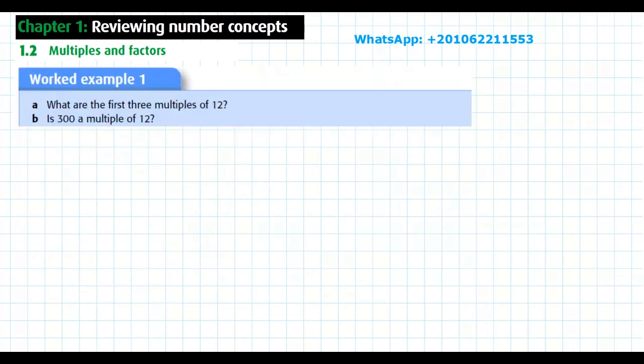Then let's deal with the examples. This is the first example right now. We're going to deal with that. It says, what are the first 3 multiples of 12? Multiples of 12, okay. The first is 12, and after that 12 by 2 becomes 24, and after that 12 by 3 becomes 36. These are the first 3 multiples of 12.